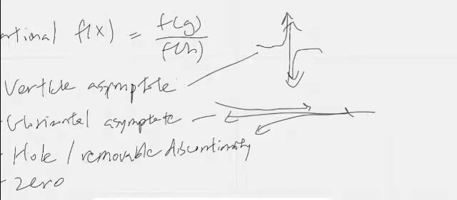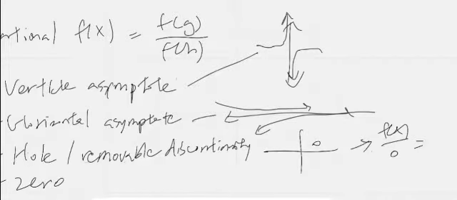And a hole or removable discontinuity means that at a certain point in the function, the graph doesn't exist because we have a situation where f of x is divided by 0, which we all know doesn't exist. And the zero is the zero in a normal factorized equation, which is when the numerator equals 0. And the denominator will be any number but not 0.